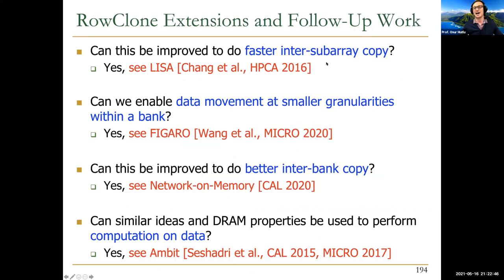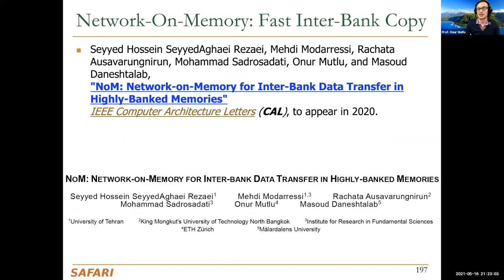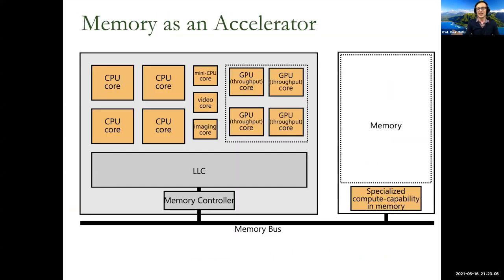You may be asking questions, okay, can you do copies inside other parts of a DRAM chip? And the answer is yes. Can you do copies at small granularities? And the answer is yes. Can you do better copies if you actually exploit 3D stacking, for example? And the answer is yes. I'm going to talk about the last question in a little bit. But for the other questions, I'll refer you to the other papers. But before I go into the next step, the thinking is different right now.